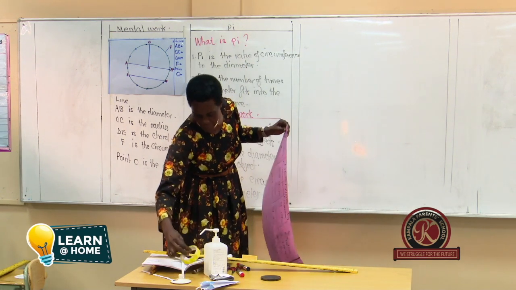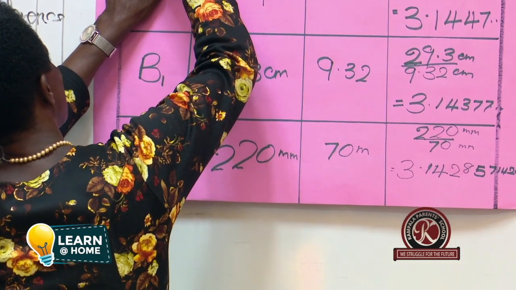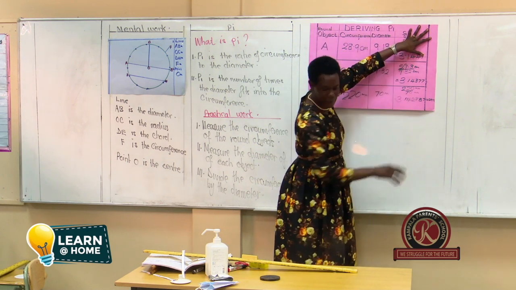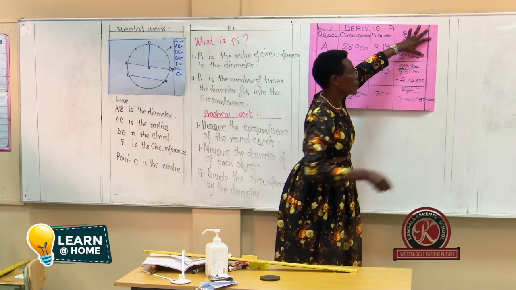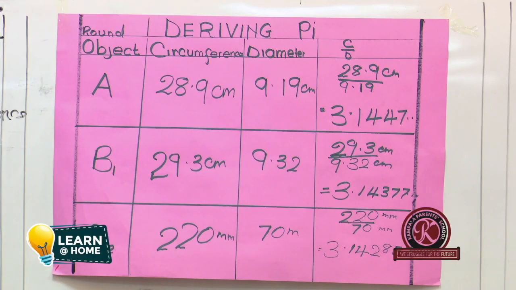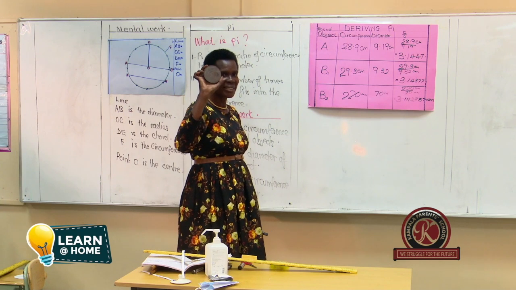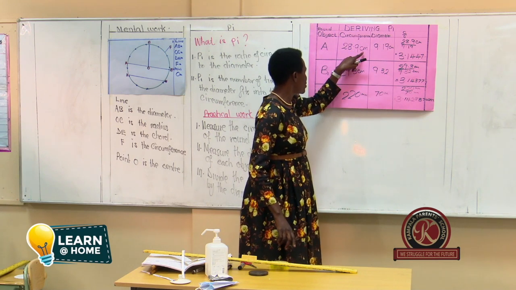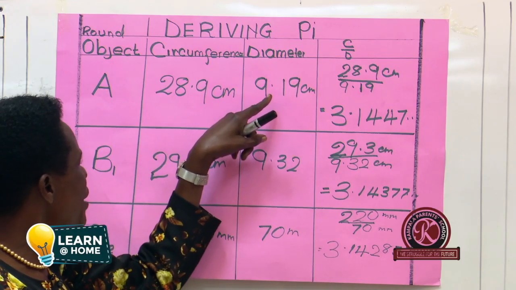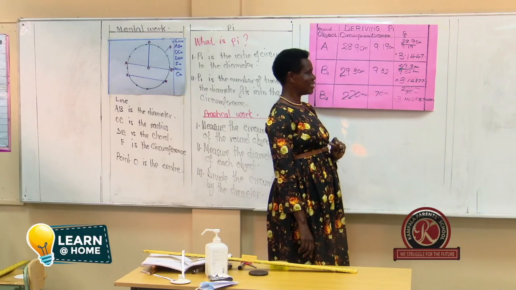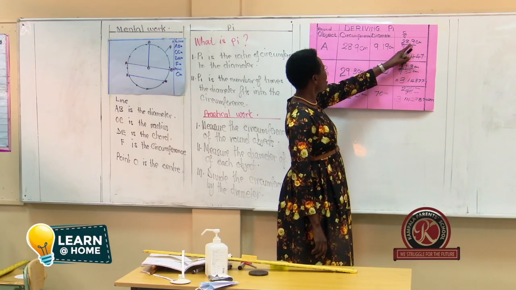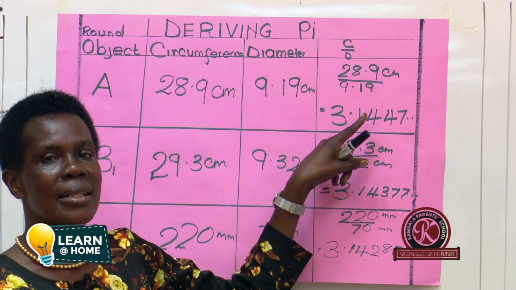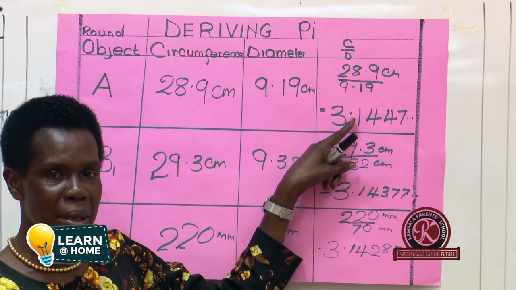Let me put for you up here. This is the part you have to understand properly. The first part, this is the round object. It gave me the circumference as 28.9 centimeters and the diameter as 9.19 centimeters. I have divided 28.9 centimeters by 9.1, and I've come up with this decimal number.